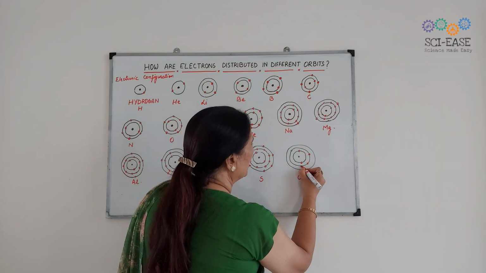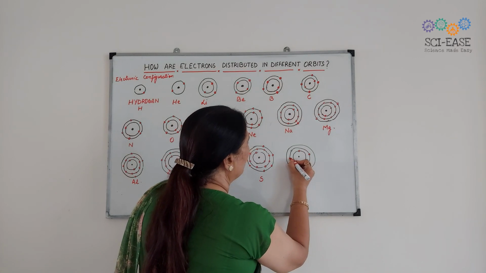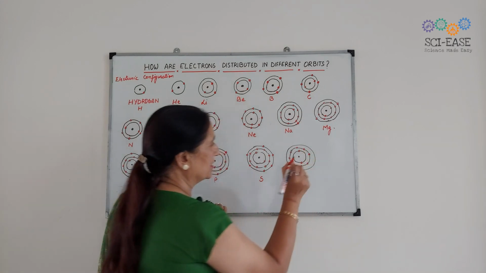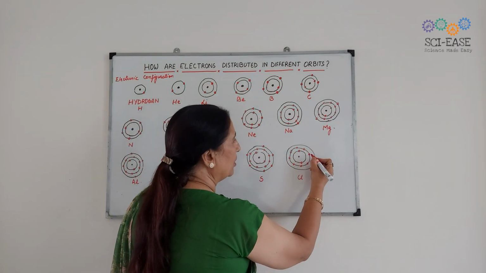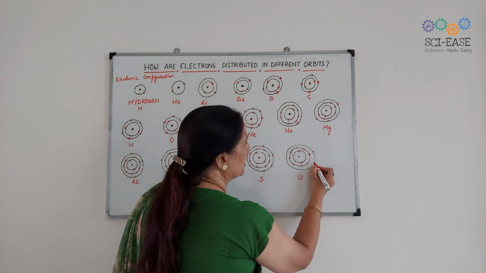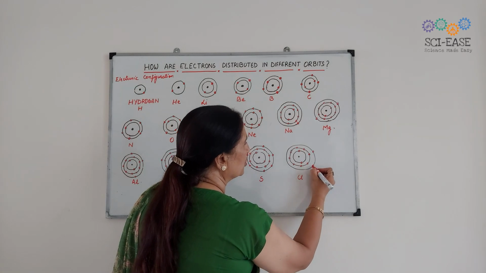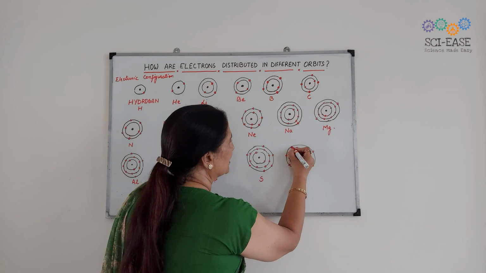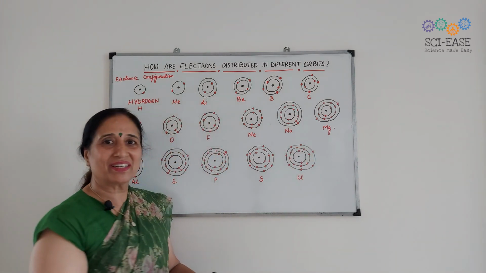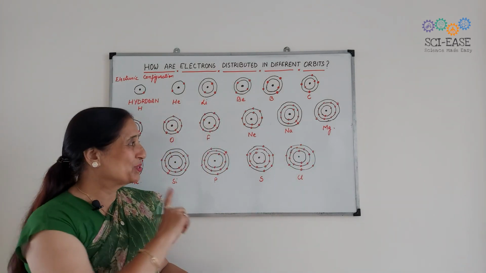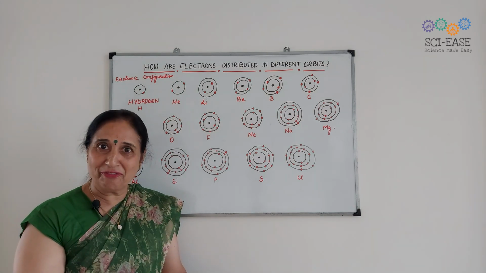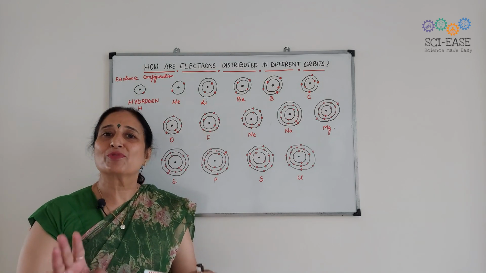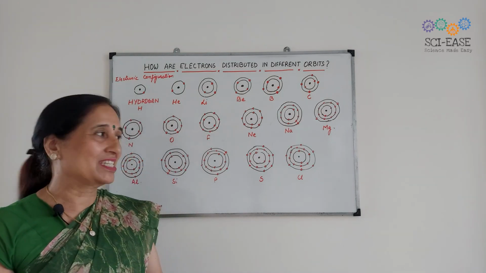1, 2, 3, 4, 5, 6, 7, 8. 10 complete. Now 2, 8, 7. 1, 2, 3, 4, 5, 6 and 7. So chlorine 2, 8, 7 is the electronic configuration. Number of electrons 17, number of protons also 17.